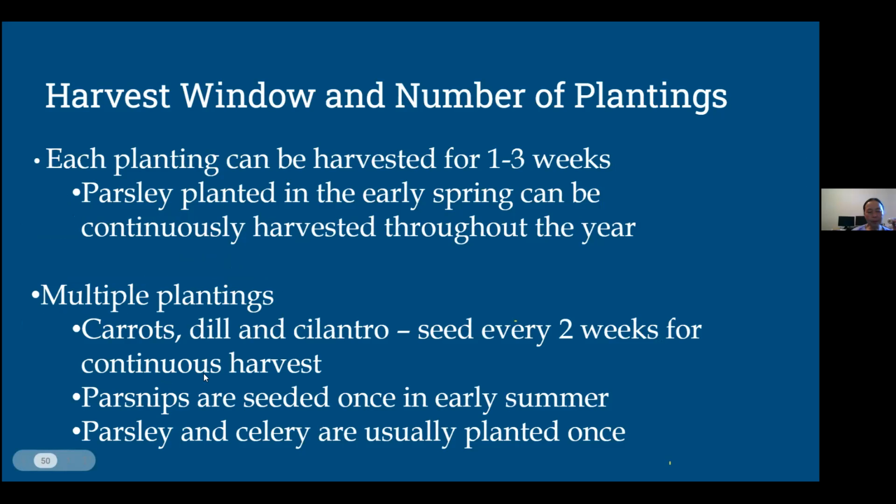Harvest window and number of plantings. Each planting can be harvested for 1 to 3 weeks, and parsley planted in the early spring can be continuously harvested throughout the year. You can do multiple plantings of carrots, dill, and cilantro, so you can seed those every 2 weeks for a continuous harvest. Parsnips are seeded once in the early summer, like I had mentioned, and parsley and celery are usually only planted 1 time.